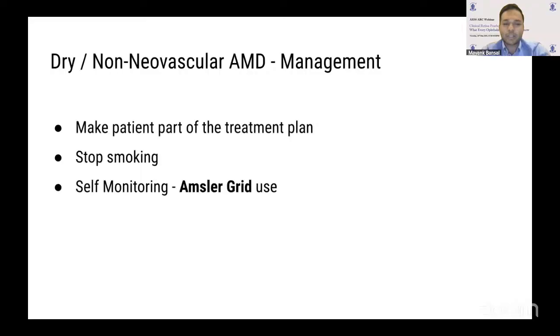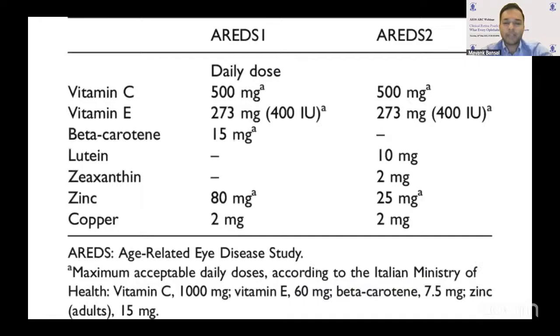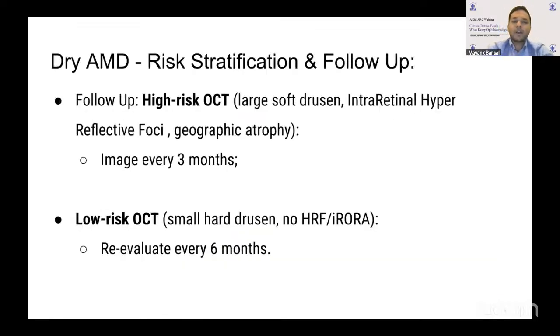Management is essentially helpful to make the patient a part of the treatment plan, encourage them to stop smoking if they already are, and encourage self-monitoring using the Amsler grid. The mainstay of treatment at the moment is AREDS2. Beta carotene has been taken off now, largely because of the increased risk of lung cancer associated with it, as well as a reduction in the zinc dose because it can lead to more genitourinary complications.